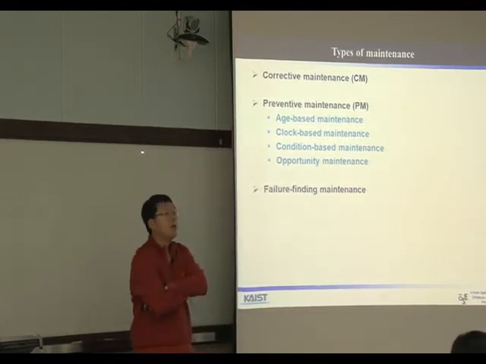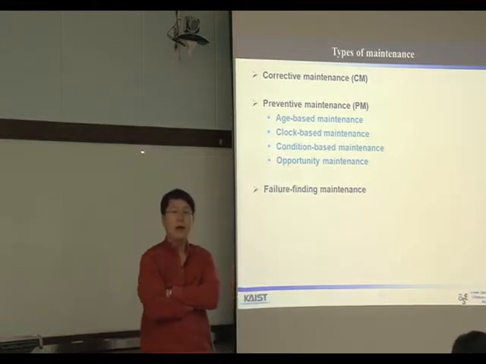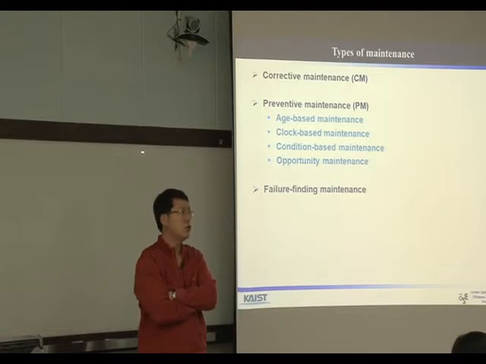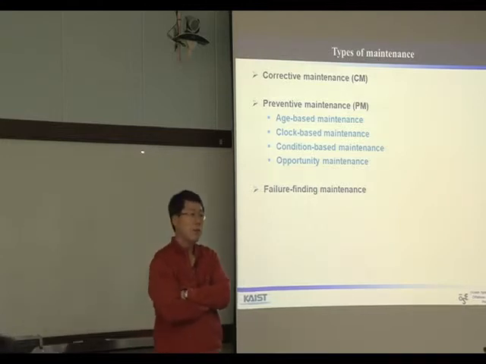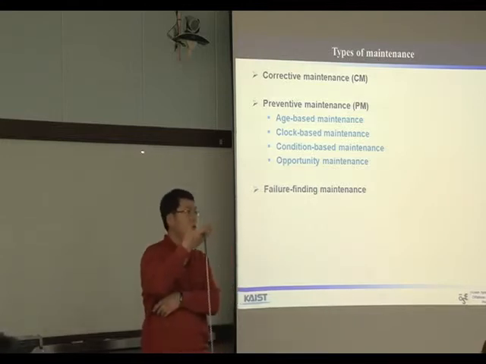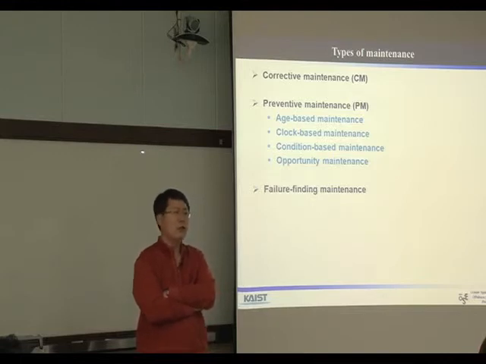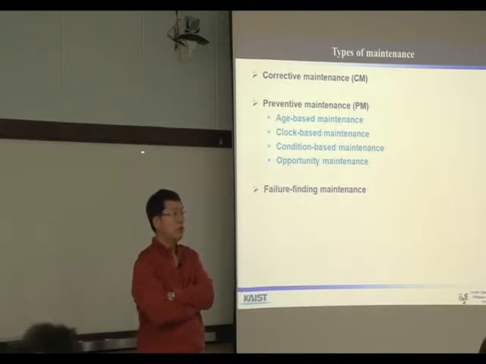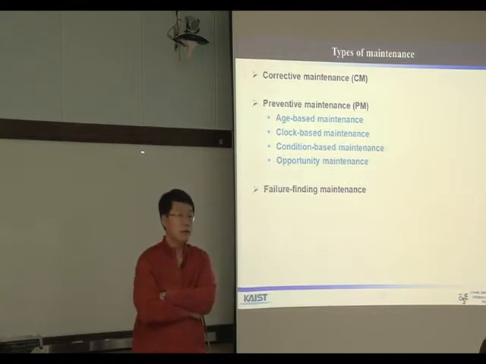Okay? Condition based, I check the condition. Then, if I find some kind of clue to failure, I replace my tire. Usually, I check the surface of my tire. I check the roughness of the tire. So if it is a little worn out, I change my tire. That kind of policy is condition-based maintenance.